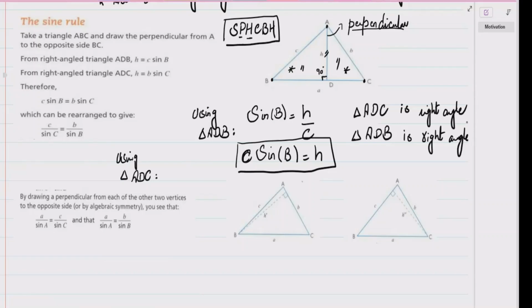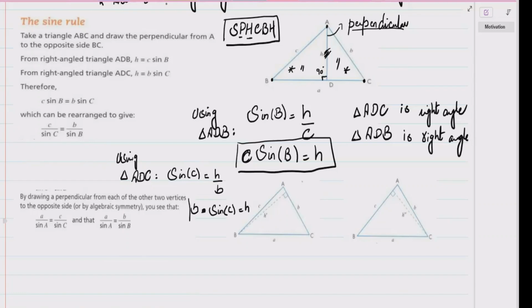So here this is now the perpendicular. Again, sine is perpendicular over hypotenuse. The opposite side to the angle is the perpendicular. So we use sine C equals, again perpendicular is h, and the hypotenuse of this triangle is b. When we take this b to the left hand side, you get b multiplied by sine C equals h.